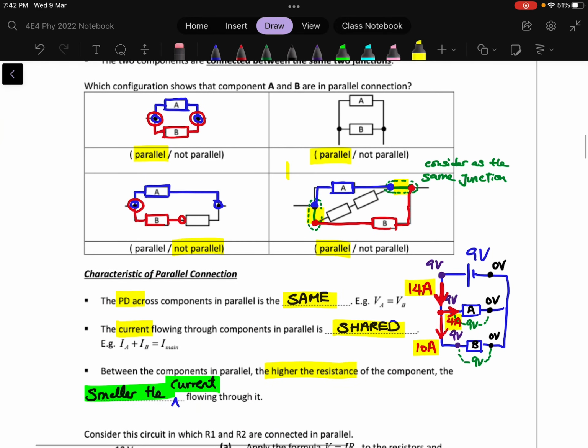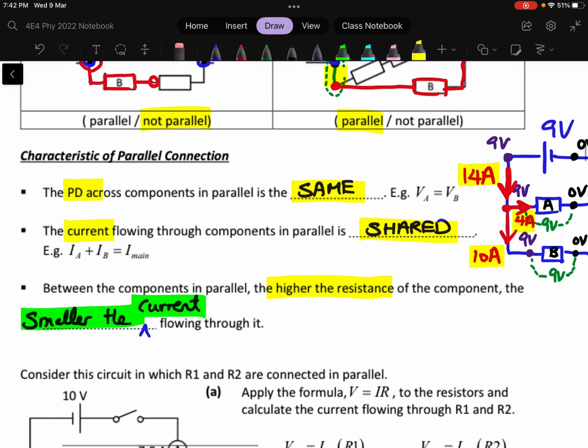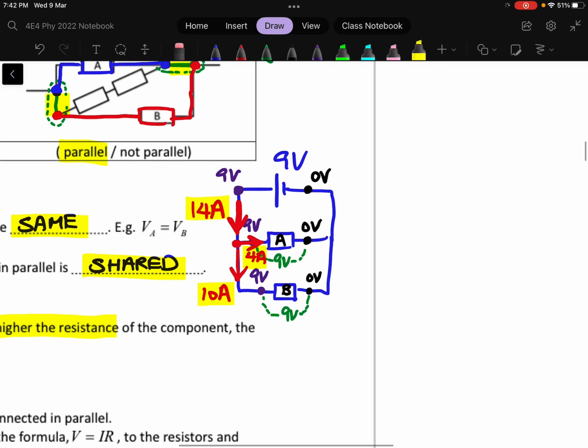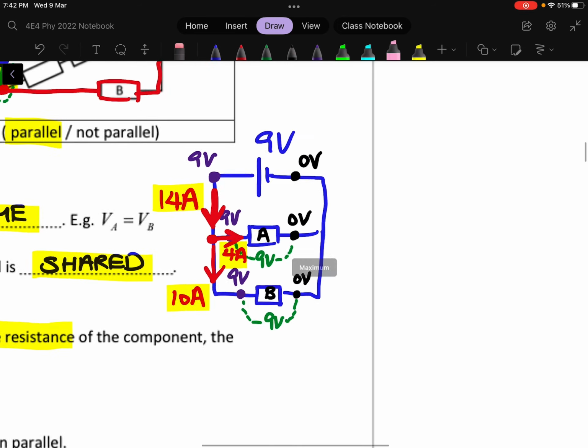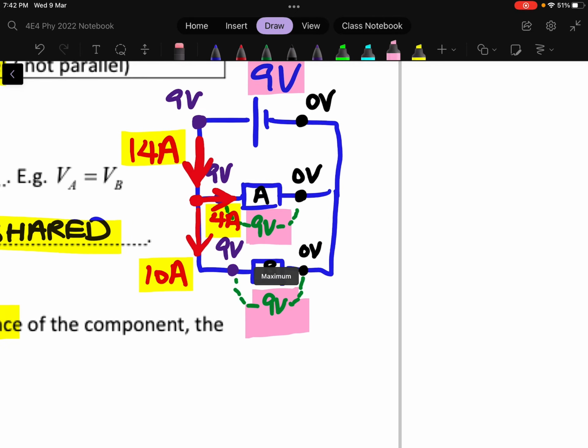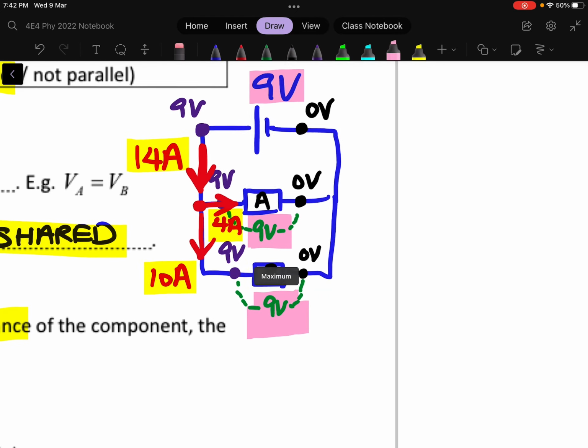So for parallel characteristic, we say that if two components are in parallel, then the potential difference across them will be the same. So here in this dummy circuit, you can see that the battery EMF is parallel to resistor A and at the same time parallel to resistor B. So you can see that the voltage across them is the same.